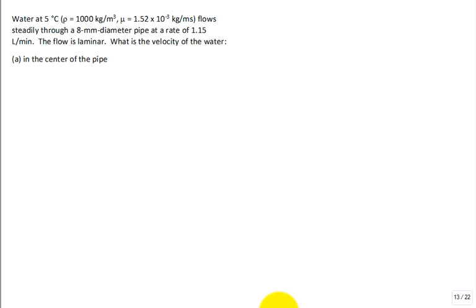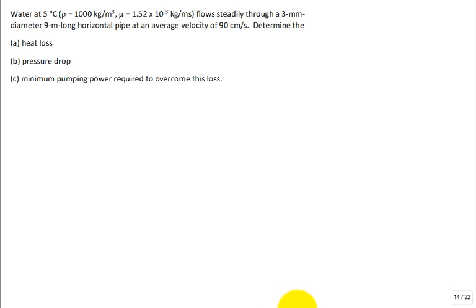I already did this. Water at 5 degrees C, at that temperature, here's the density and the viscosity, flows steadily through a 3 millimeter diameter, 9 meter long horizontal pipe with an average velocity of 90 centimeters per second. Determine the head loss. How am I going to find the head loss? And then get the pressure drop, and then the minimum power for a pump to overcome that loss, to continually drive the flow through that system, the power that the pump would need to supply.